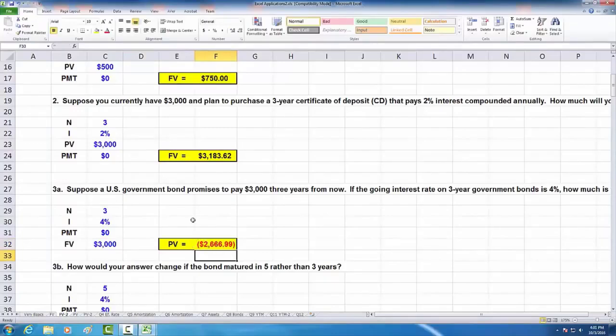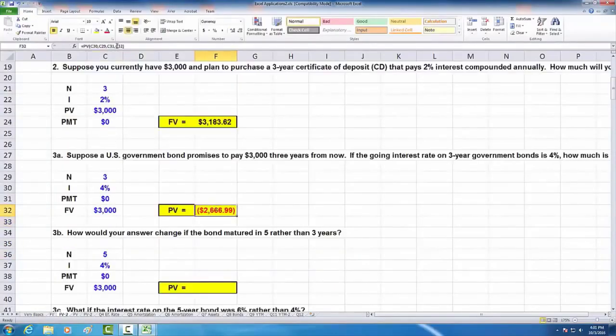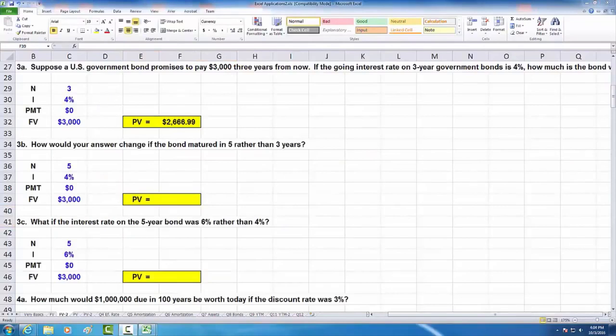Again, same problem. Okay, it's worth 2,666. Part B is a little bit different than Part A. How would your answer change if the bond matured in 5 years rather than 3 years?